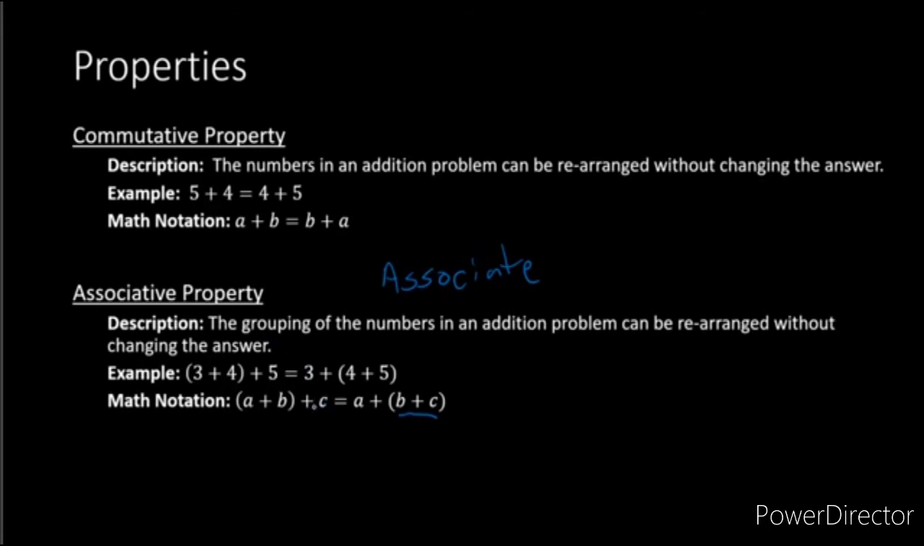So we have the commutative property, we have the associative property. The third property for addition is your identity property. Now this property says that adding 0 does not change the original number. So for example, if we have 6 plus 0, adding 0 doesn't change the number, right? It's still going to be 6.